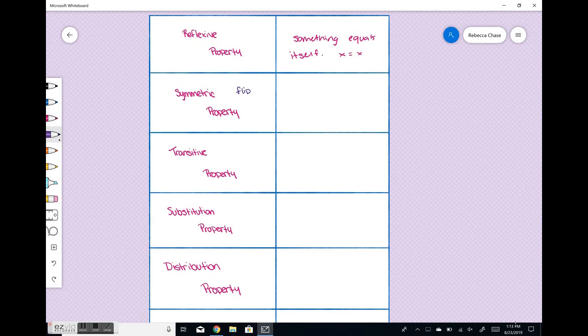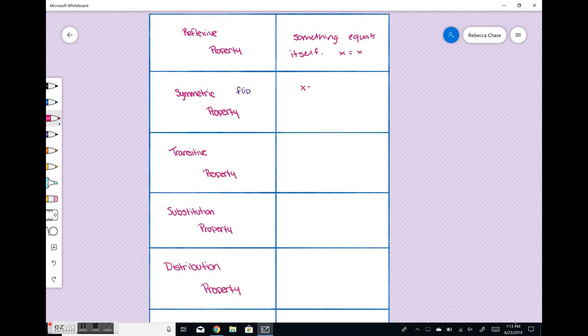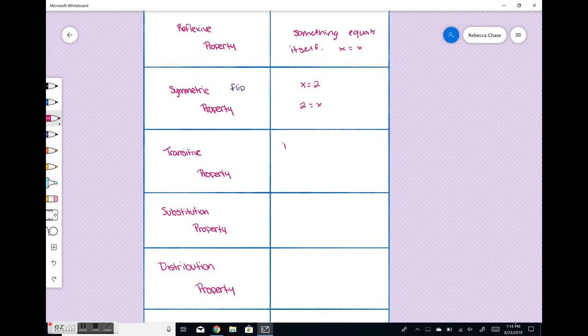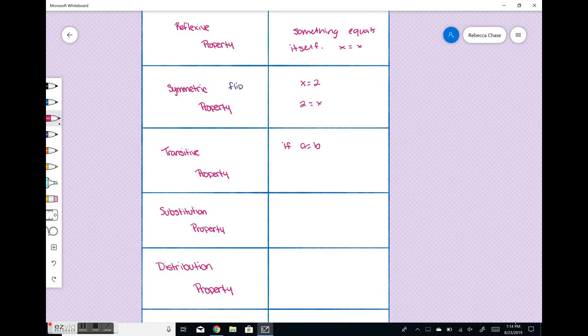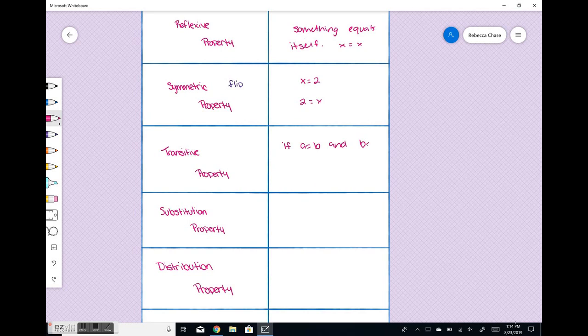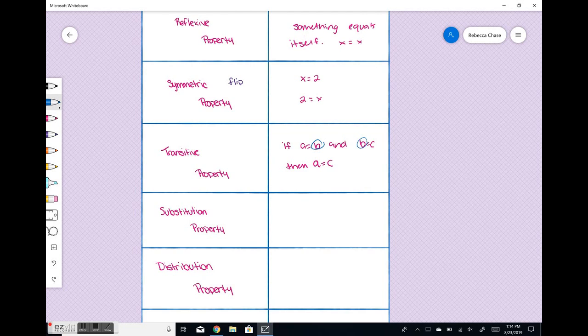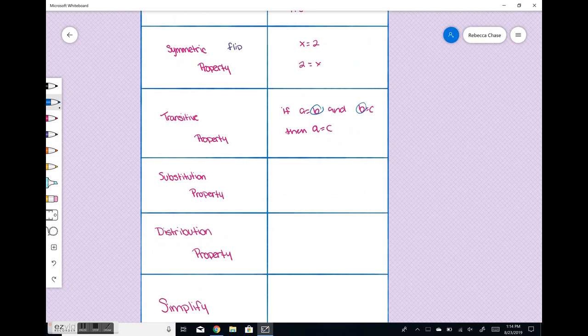Symmetric property is what allows me to flip the equal sign. So if I started with x equals 2, that's the same thing as saying 2 equals x. We know that's true, but you have to state the symmetric property for that. The next one is transitive, which says if a equals b and b equals c, then we know that a equals c. Okay, so all they did was say, well, they're both equal to b, so then they have to be equal to each other.